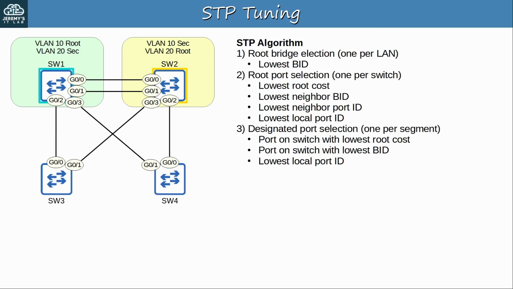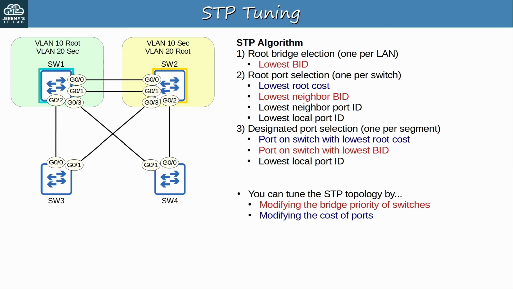For review, here's the STP algorithm, consisting of root bridge election, root port selection, and designated port selection. You can tune the STP topology in a few ways. One is by modifying the bridge priority of switches, which affects their bridge ID. This plays a role in all three steps of the algorithm. Another is by modifying the cost of ports, which plays a role in root and designated port selection. And the third method is by modifying the priority of ports, which affects their port ID. This also plays a role in root and designated port selection. We'll look at a couple examples of each of these STP tuning methods in this video.